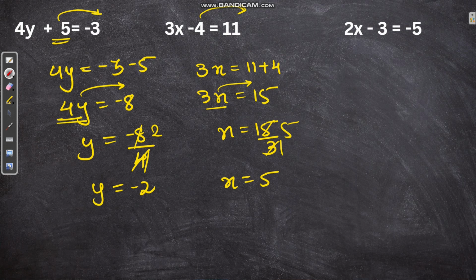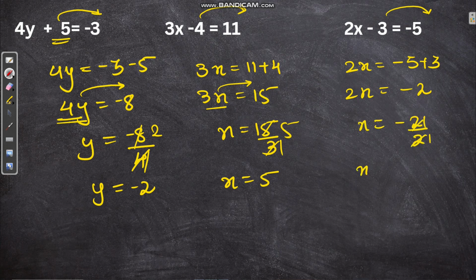Now 2x minus 3 is equal to minus 5. Take minus 3 to the other side. So 2x will be equal to minus 5 plus 3. So 2x will be equal to minus 2, because for minus 5 and plus 3, the answer is 2, and the sign of the greater number is taken, so minus 5 is greater, so minus 2. x will be equal to minus 2 divided by 2. 2 ones are 2, 2 ones are 2. So x is equal to minus 1 is the answer. So let's move on to the next question.